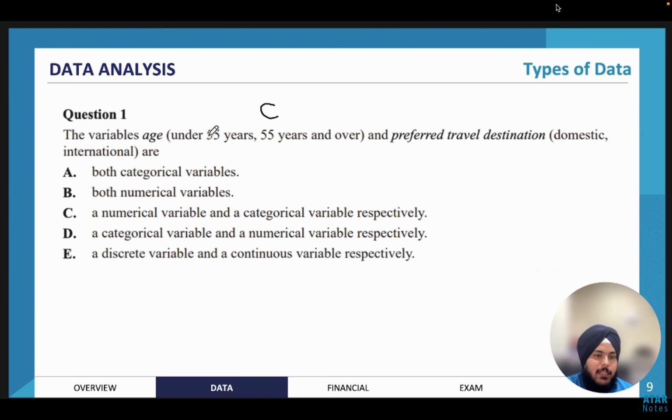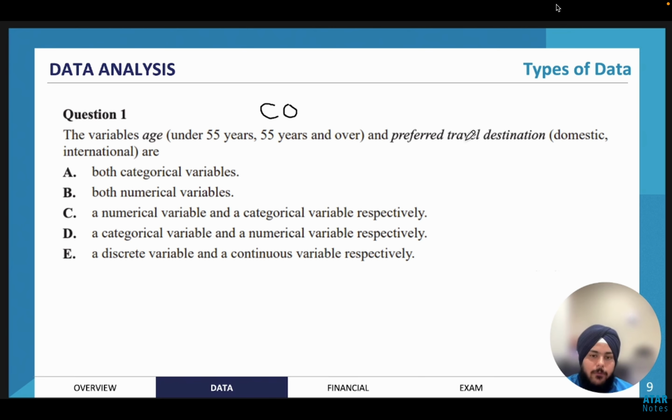Now, if we look at it in terms of it being nominal or ordinal, so being under 55 years or younger, and then being 55 years or over, that is actually an associated order, just a natural order. If you're under 55, you're going to be younger, as opposed to someone who's 55 years and over. So there's a particular natural order, so therefore it would be an ordinal variable.